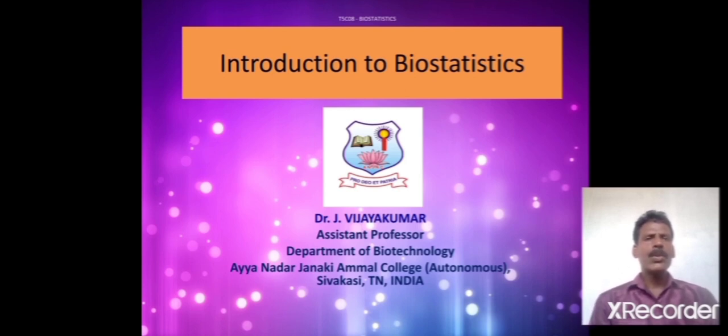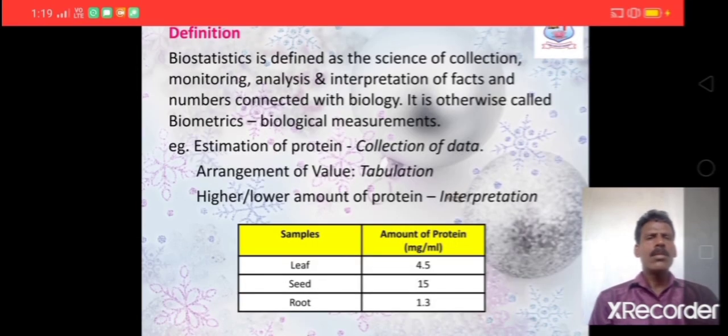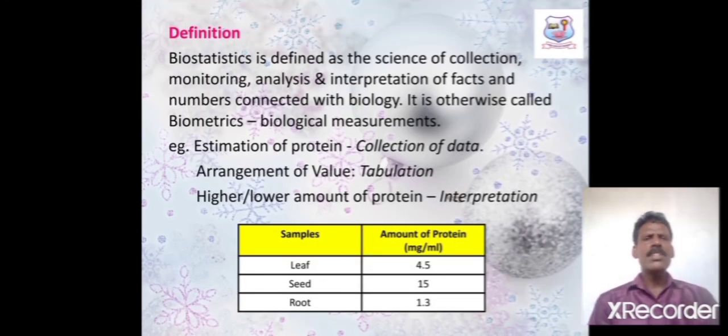So before going to study biostatistics, the students must know about the basic need of biostatistics. What is the definition of biostatistics? See, it is defined as the science of collection, monitoring, analysis, and interpretation of facts and numbers connected with biology. So, it is otherwise called biometrics or biological measurement.